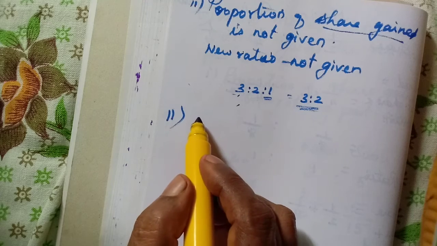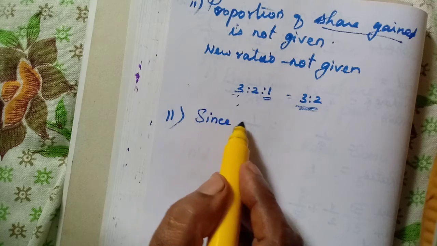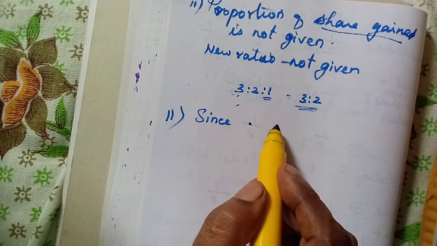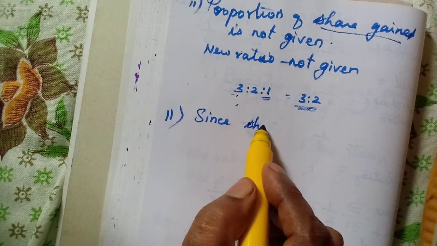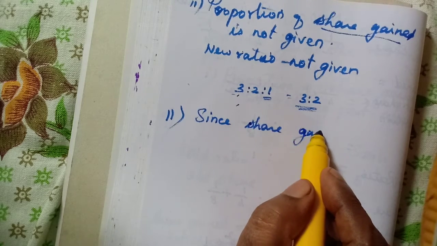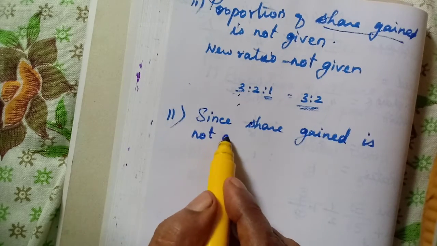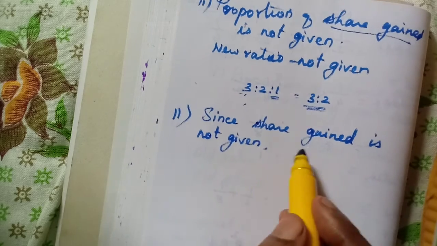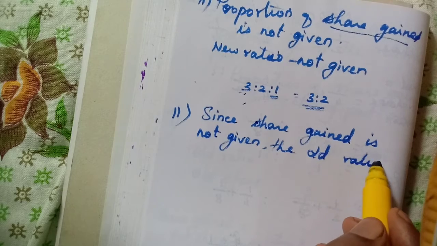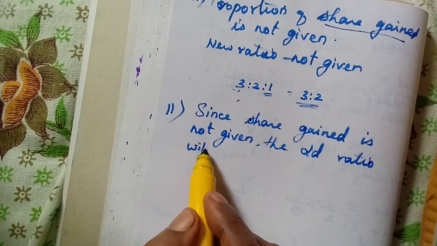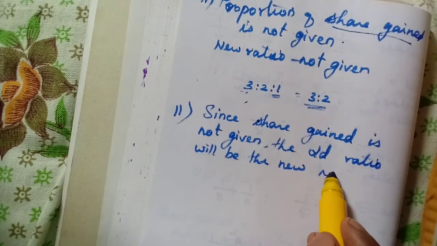So number 11, you have to write: since the new profit sharing ratio, or since share gained, is not given, the old ratio will be the new ratio and gaining ratio.